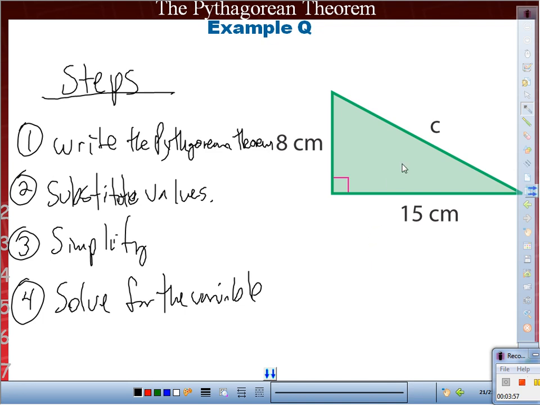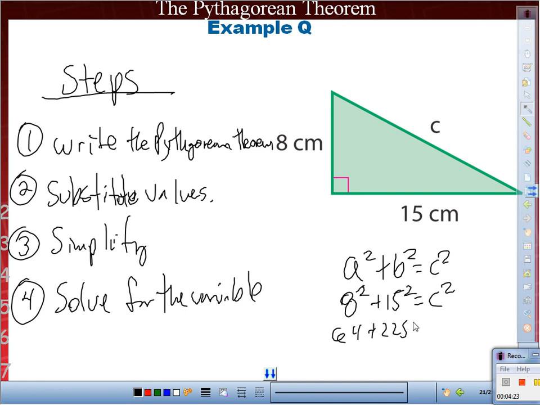So, just to recap, you don't have to copy this. I'm going to do this one using the process and see if it's true. Write the Pythagorean Theorem: a squared plus b squared equals c squared. Substitute values: 8 squared plus 15 squared equals c squared. Simplify: 64 plus 225 equals c squared. I can still simplify: 289 equals c squared. And lastly, solve for the variable. How do I solve? Well, I need to get rid of that squared. Square root. Therefore, 17 equals c.